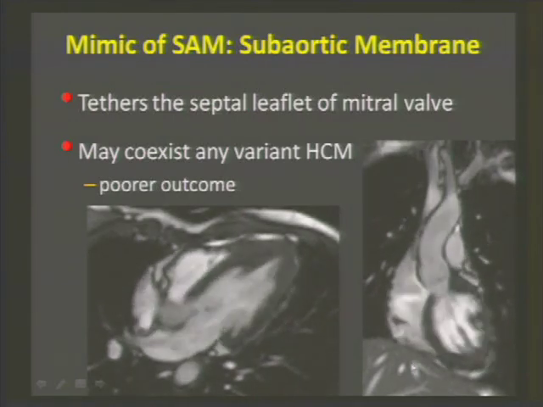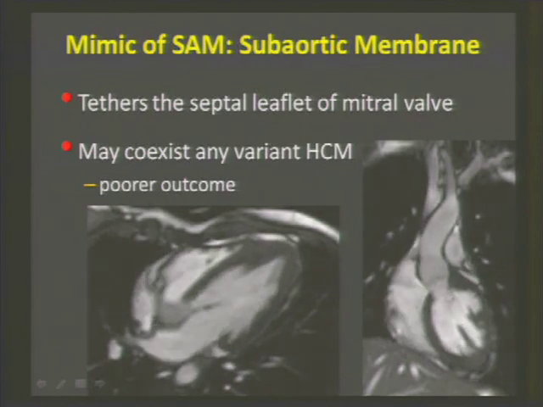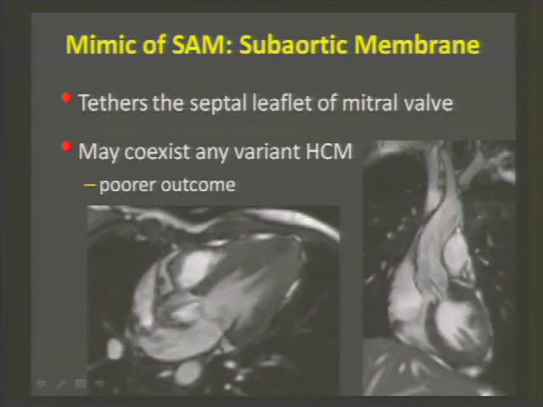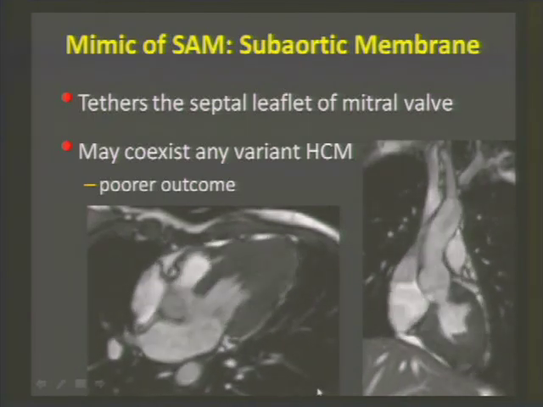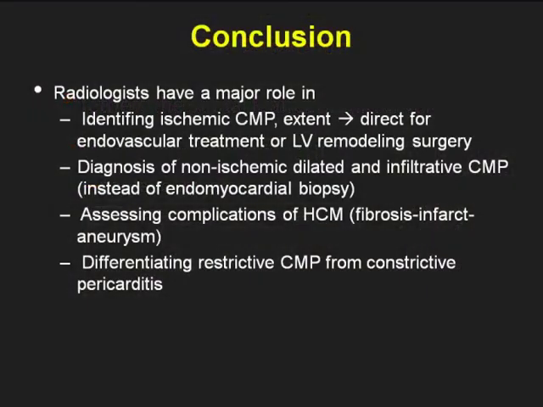What's a mimic of SAM is the subaortic membrane. For instance, in this patient here, you can see there's a ridge of tissue here that also pulls the septal leaflet inwards, and it could be independent of hypertrophic cardiomyopathy or coexist with it. If it coexists, then there's a poorer outcome.